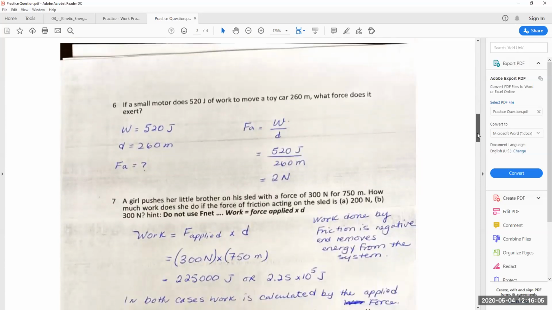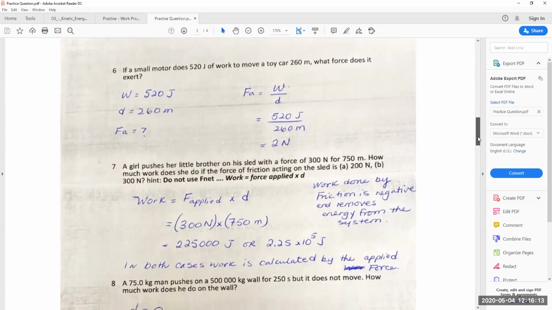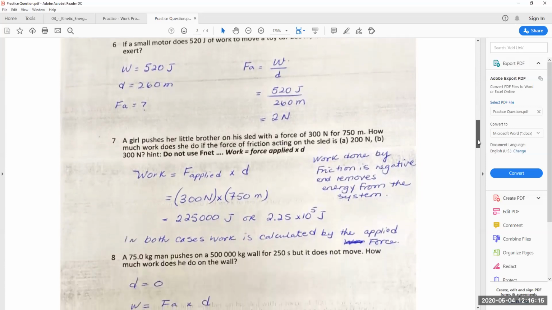Next question, again, very simple. You just have to rearrange it to find the applied force, which will be equal to work divided by distance traveled.